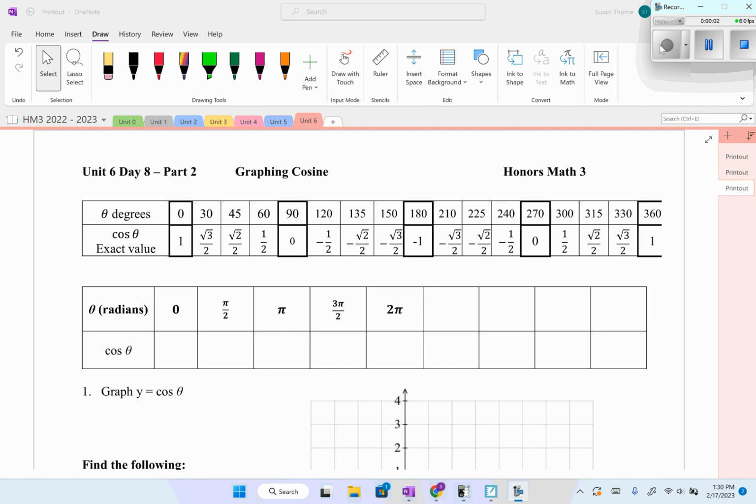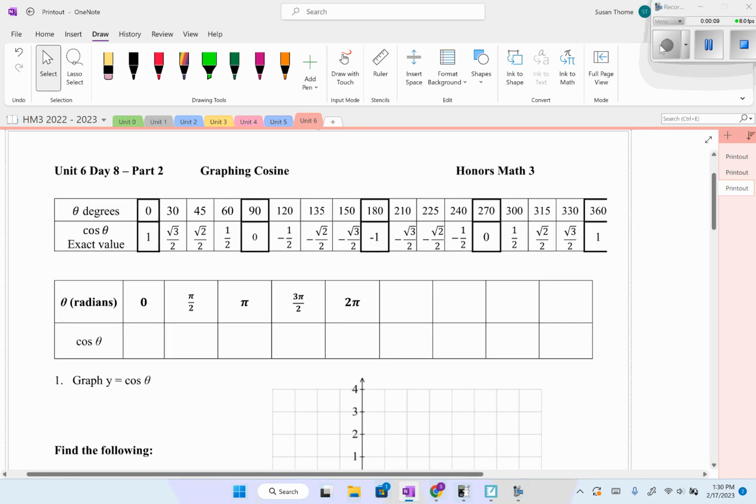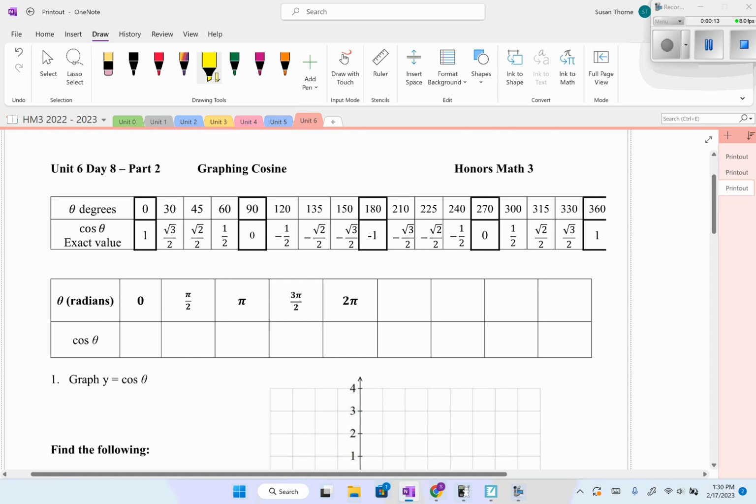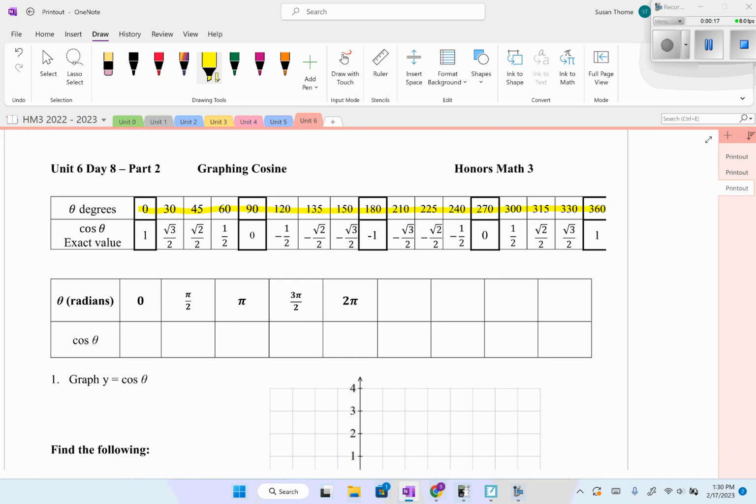Today we're going to talk about graphing cosine. Yesterday we talked about graphing sine and using the unit circle, and now it's going to be cosine. Recall that on our unit circles we're using degrees. These would be the degree measures around our circle, and if we take the cosine of those degrees, we would get these values.